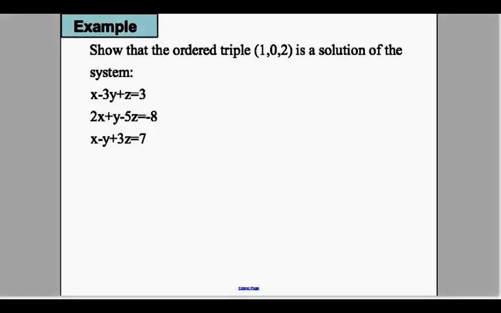First of all, we're going to show that the ordered triple is a solution of the system. It may not be the only solution, and we'll talk more about that in the next video, but show that it is a solution of the system. So a simple way to do that is simply plug it in. So we're going to do 1 minus 3 times 0 plus 2 and check that it equals 3.